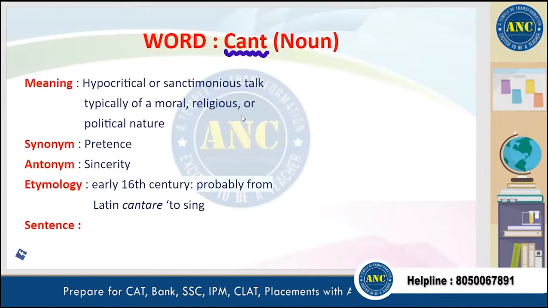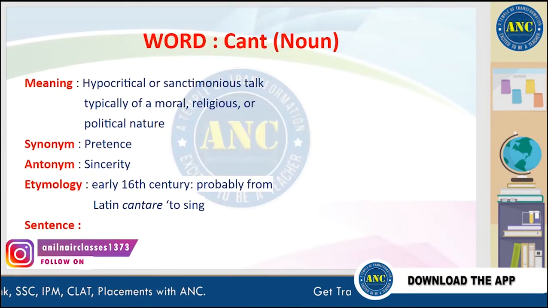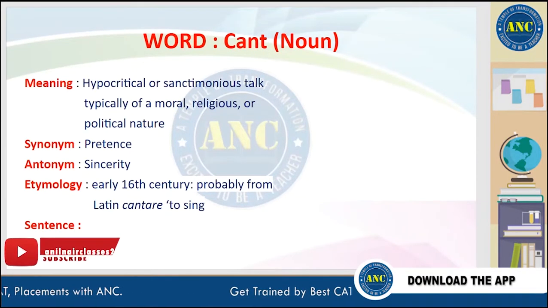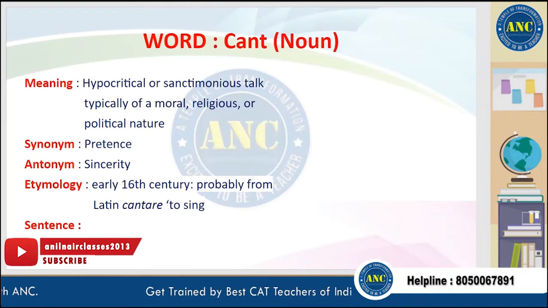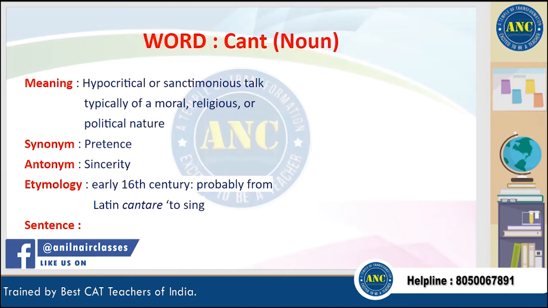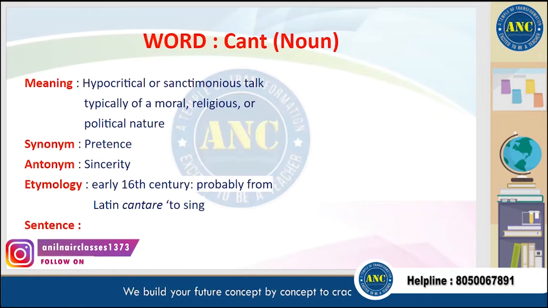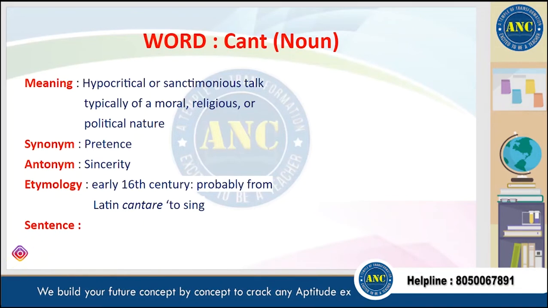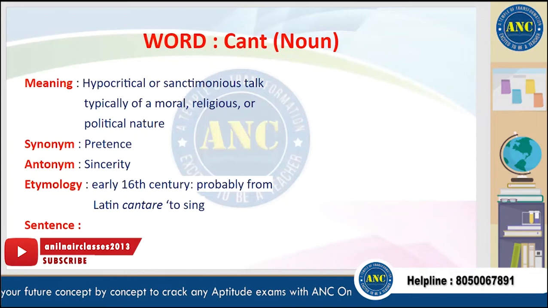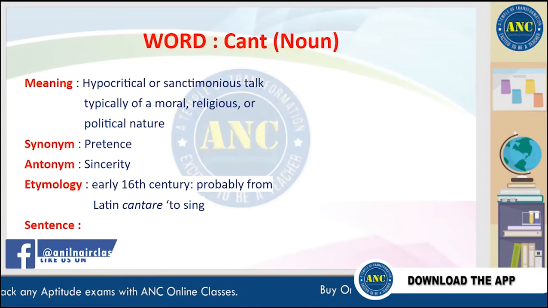The next word is cant. The meaning of cant is hypocritical or sanctimonious talk. Oh wow, big words there. But basically, it means talk that is typically of a moral, religious, or political nature that is not really sincere, right? A synonym is pretense, and an antonym is sincerity. It's derived from the early 16th century Latin cantare, which means sing.